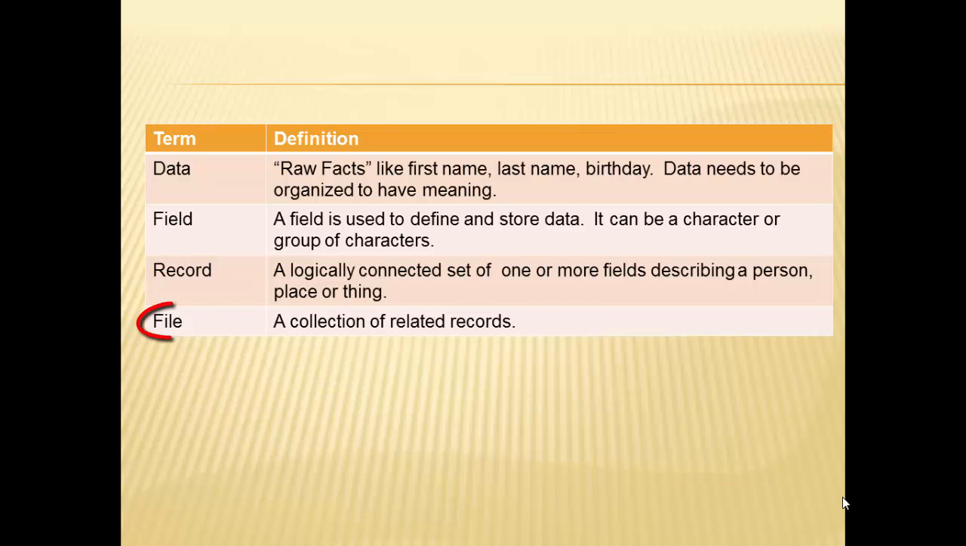What is a file? In a file system, a file is a set of logically related records. In a database, a table is a set of logically related records, and the database is the collection of all of the tables. In our database, we will work with data, fields, records, and files.